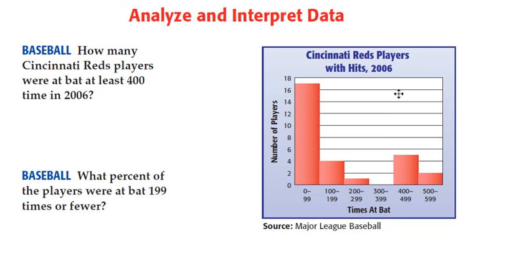All right, the last thing we need to be able to do is analyze and interpret data that's given to us in a histogram. So here's a problem. It says how many Cincinnati Reds players were at bat at least 400 times in 2006.